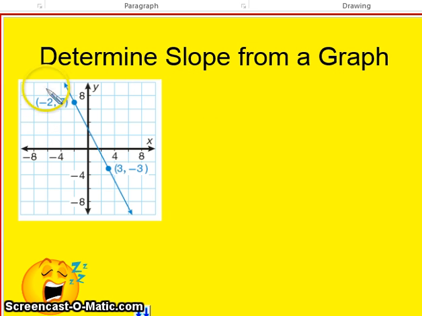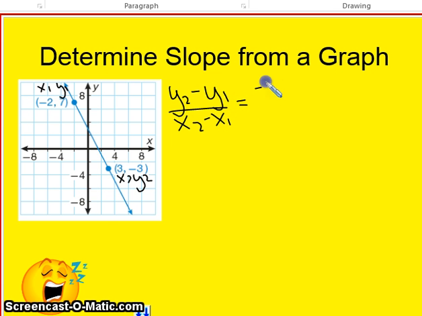So I have 2 points here. I have negative 2, 7, so I'm going to call this my first point, x1, y1. And then I have 3, negative 3, so this is going to be my x2, y2. Now if I want to find the slope from the formula, I use y2 minus y1 over x2 minus x1.